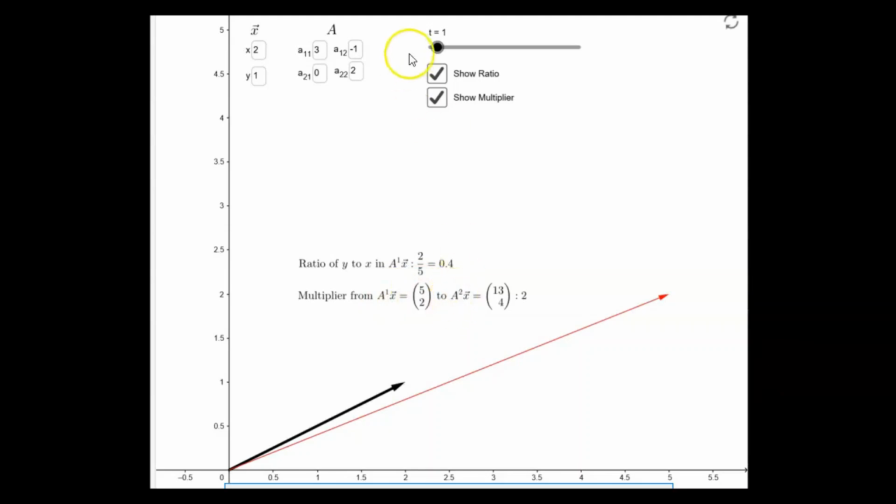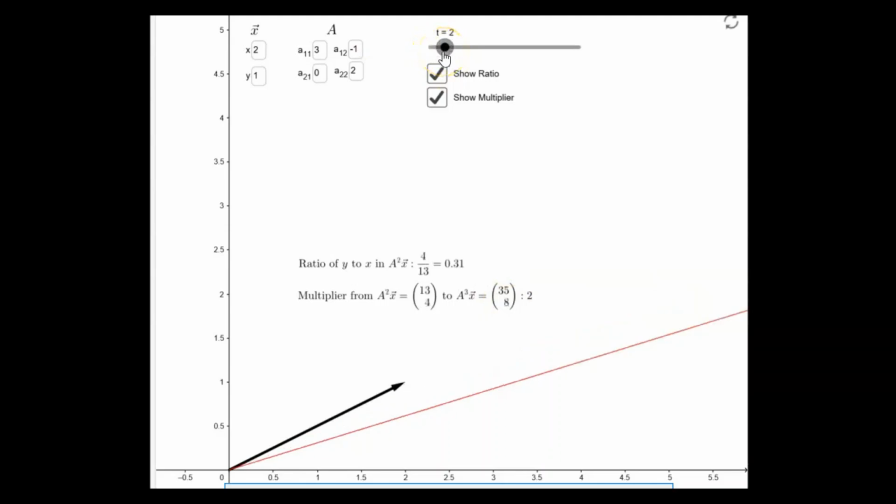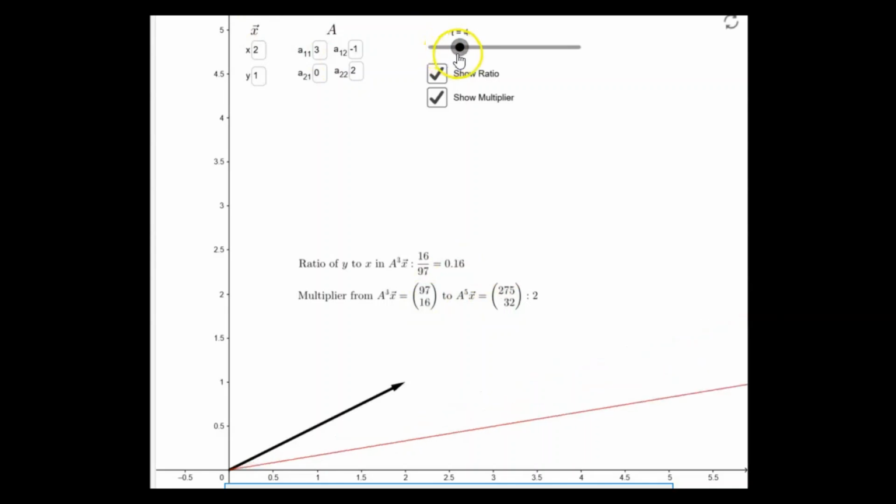And then if I do it one more time, if I drag the slider to t equals 2, I'll get the vector 13, 4, which is the vector that I would get if I push this over one more time. And you can see what's happening here now. A squared times the initial vector produces 13 and 4 as its components. That's the components of this red vector, with the ratio of y to x of 4 to 13, which is 0.31.